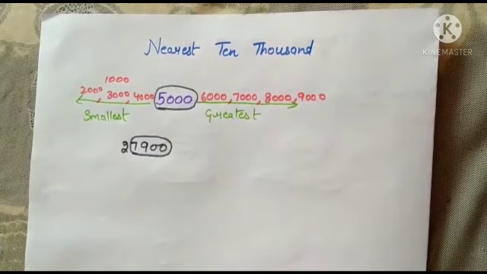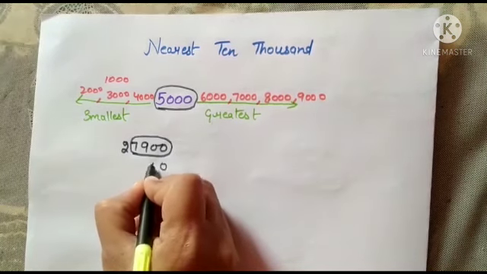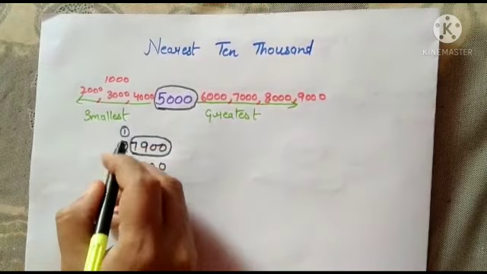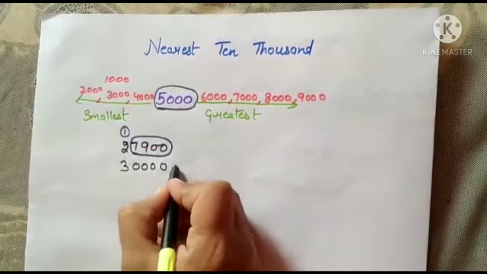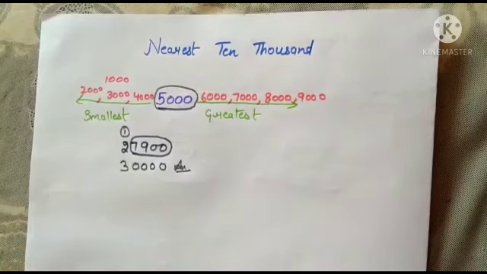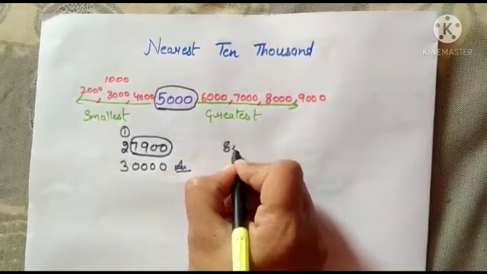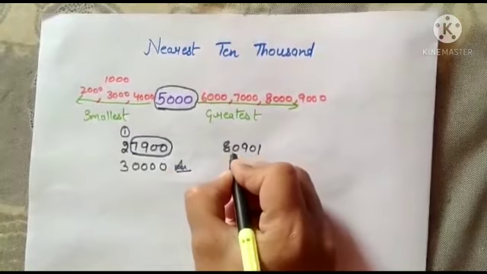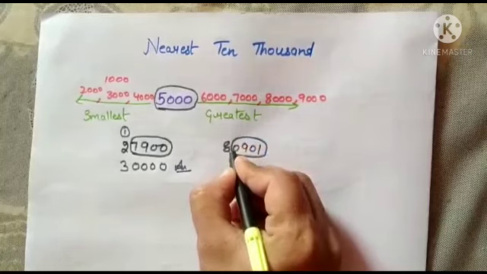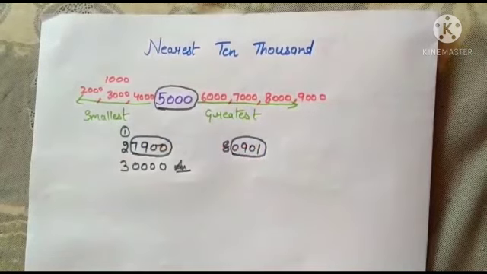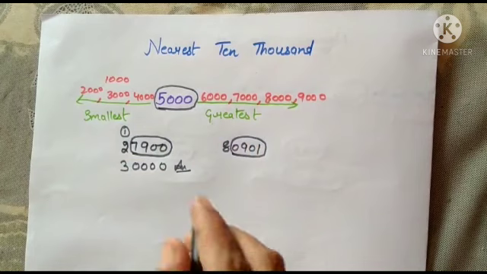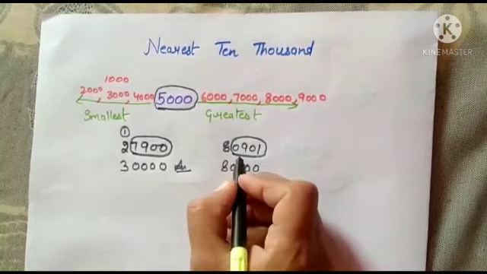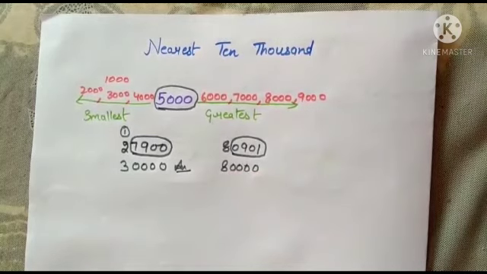So what will we do? We will put 4 digits 0, and in the first digit, we will add 1. 2 plus 1, 3. Our answer will be 30,000. Next is 80,901. See here, we have to see the last 4 digits. It is smaller than 5,000, so nothing we have to do. Only we will put 4 zeros and 8 because it is smaller than 5,000.